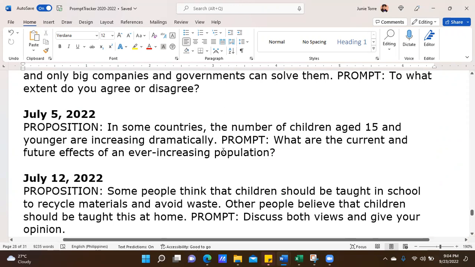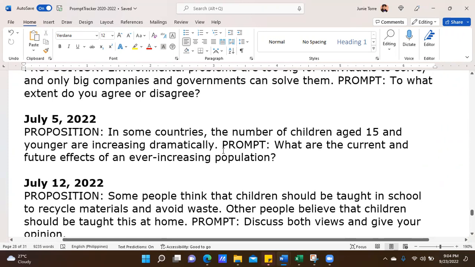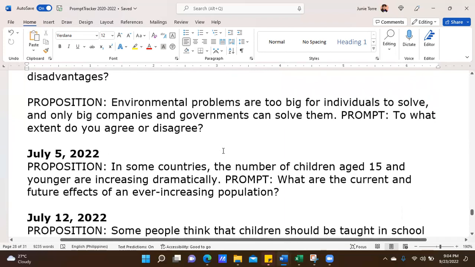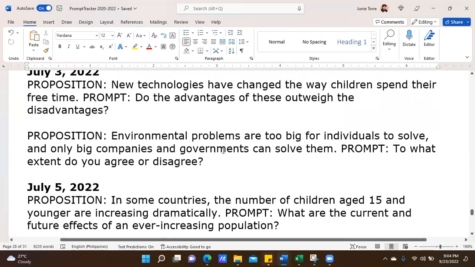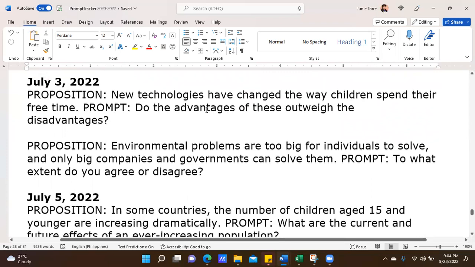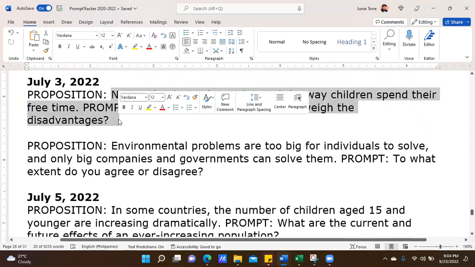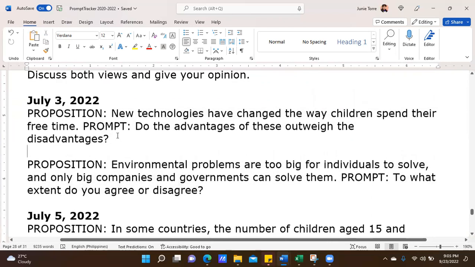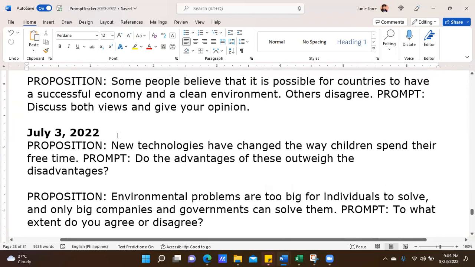What are the current and future effects of an ever-increasing population? So that is really a very industrial rev problem, no? Yung environmental issues. So new technologies have changed the way children spend their free time. Very information age. Environmental problems are too big for individuals to solve. Only big companies and governments can solve them. Very industrial rev. Some people believe it's possible for countries to have a successful economy in a clean environment.